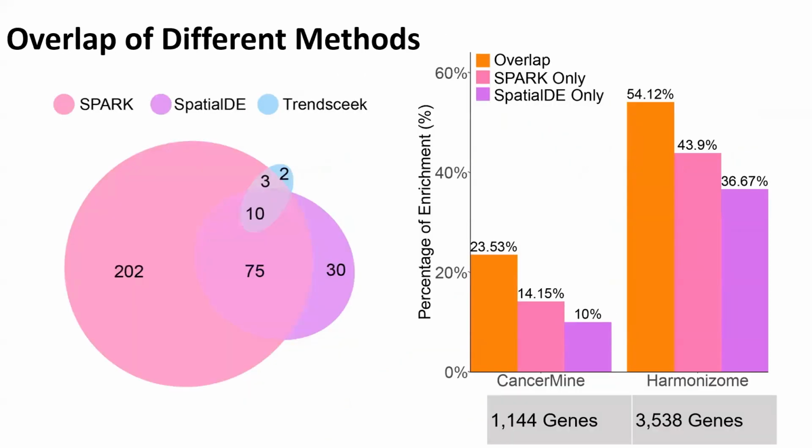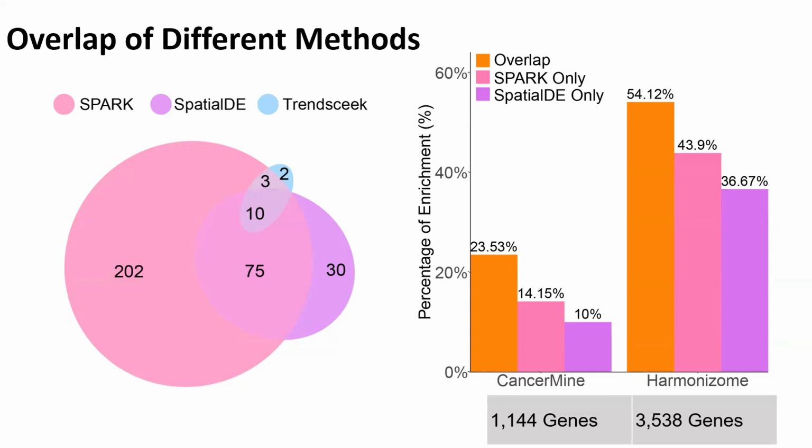The second validation analysis we did was to look at the overlap. We focused on our method versus SpatialDE, because SpatialDE identified a decent number of genes. The majority are overlapped, but we identified 200-some genes that are unique, and SpatialDE identifies 30 genes that are unique. So we divided the genes into 3 sets: identified only by us, commonly identified by both us and SpatialDE, and uniquely identified by SpatialDE.